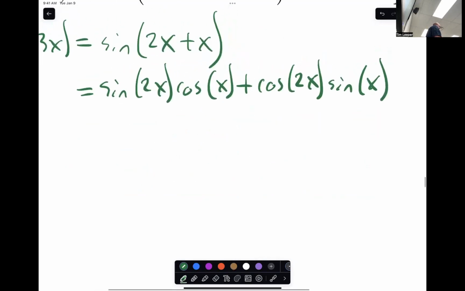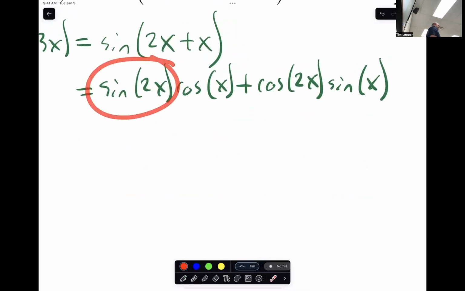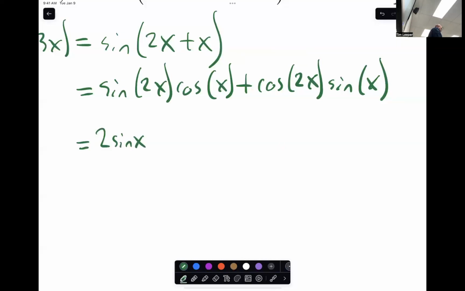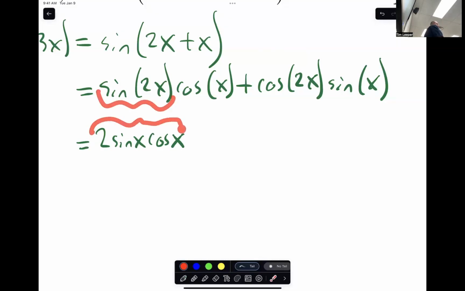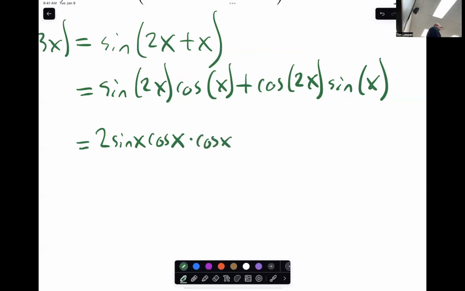All I've done there is use the sine of the sum formula. Notice, though, that now I have to use the double angle identity for sine, and I do know that. So what is the double angle identity for sine? No, that's the sine of 60 degrees. I want the sine of 2x. What is that? There we go. 2 sine x cosine of x. That is the double angle identity for sine. So all of that has become 2 sine of x cosine of x. We still have this extra cosine of x there, so times cosine of x.